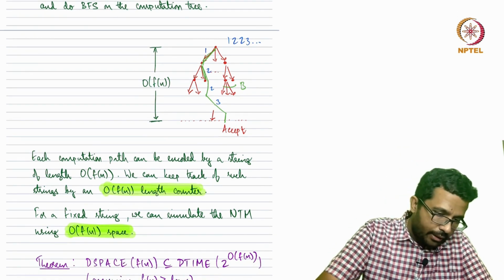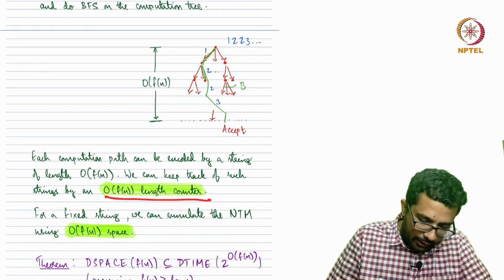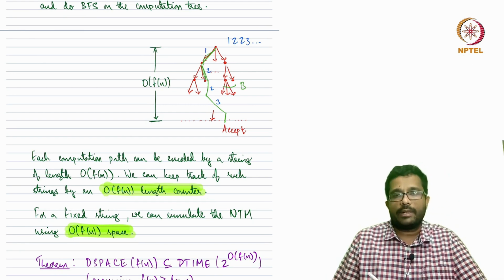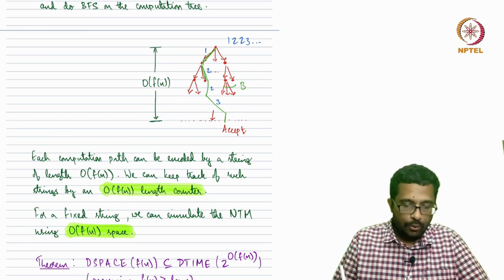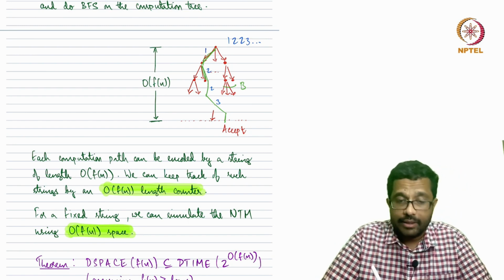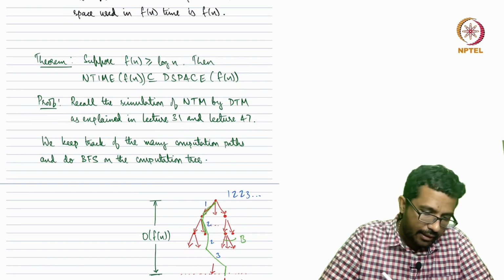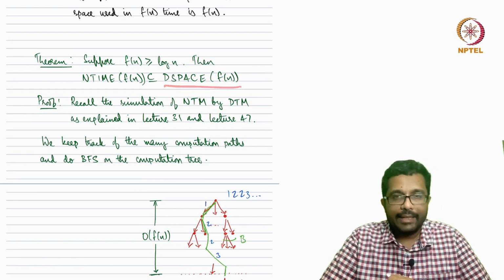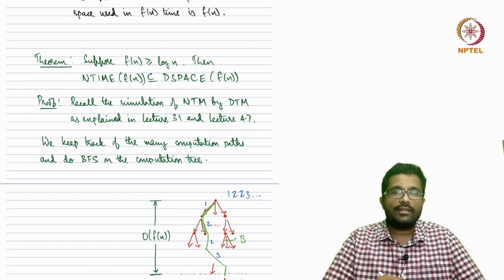So we have two things. One is the O(f(n)) length counter, and each simulation taking O(f(n)) space. So overall space required is O(f(n)), right? So it's a deterministic space-bounded Turing machine that takes O(f(n)) space, which is what we have said here: NTIME f(n) can be simulated by DSPACE f(n), right?